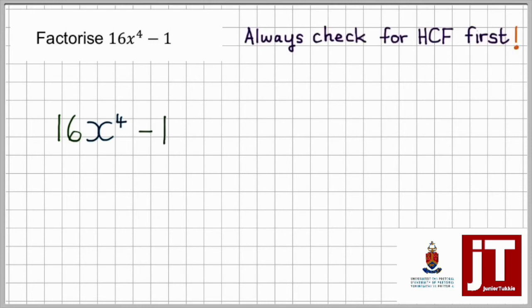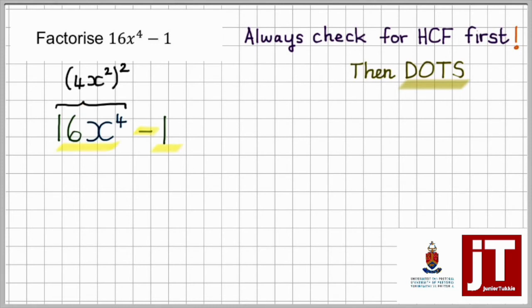Fortunately, there is no highest common factor, so phew, we can move on and check for the difference of two squares. There's definitely a difference. The first term, 16x to the power of 4, looks a little bit funny, but we can get 16 by saying 4 squared, and we can get x to the power of 4 by saying x squared, squared. So that is in fact a square.